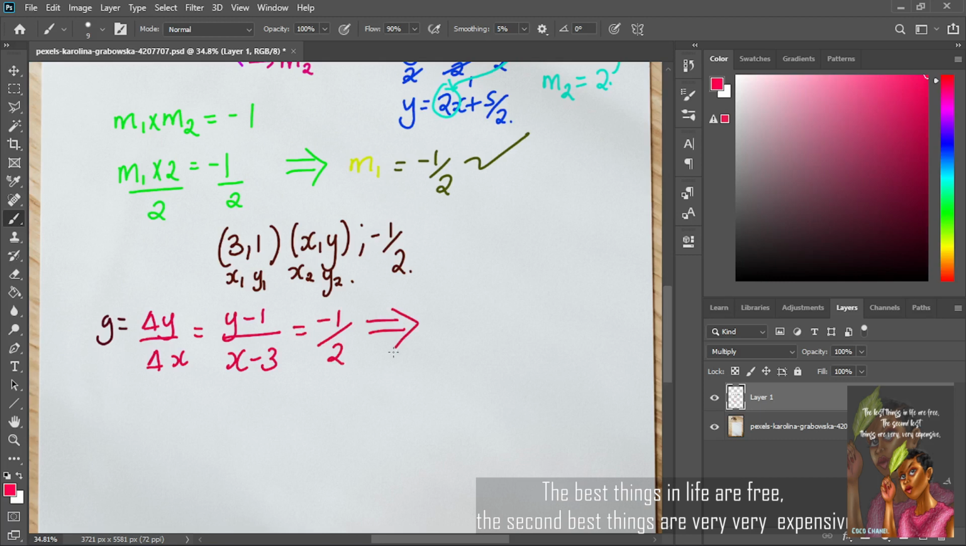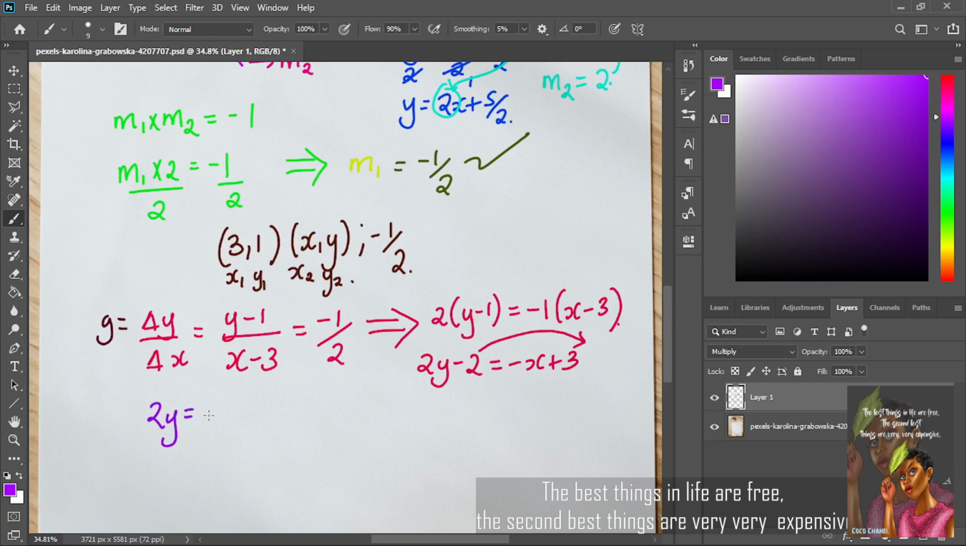So we solve this by cross multiplying, and when you do that, we'll have 2 times (y - 1) equal to -1 times (x - 3). When you open those brackets, we'll have 2y - 2 = -x + 3. Now these 2 and that 3 are like terms, so that will cross the equal sign and go the other side, and we'll have 2y = -x + 3 + 2, which is -x + 5.